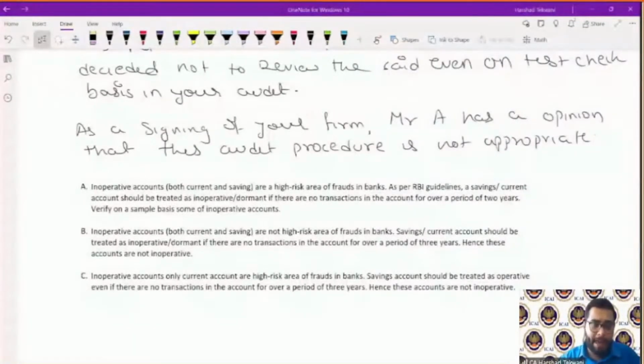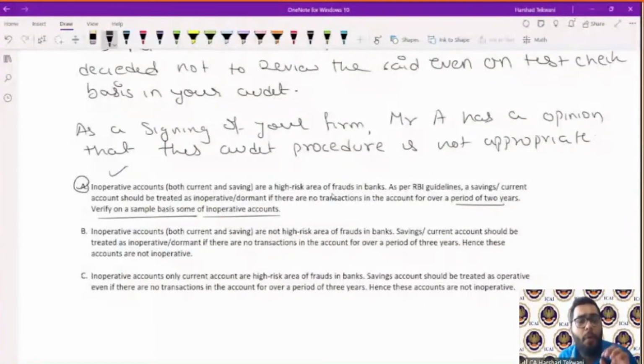So, as per the RBI guidelines, if the account is inoperative or no transaction has been there in the account for over a period of 2 years, then that account should be considered as an inoperative account. So A is correct, and we need to verify on sample basis some of the inoperative accounts whether they are actually inoperative, there is no transaction, or whether any amount is lying, whether that is material, whether there has been withdrawal. So on some sample basis, a test check is required for the inoperative account.